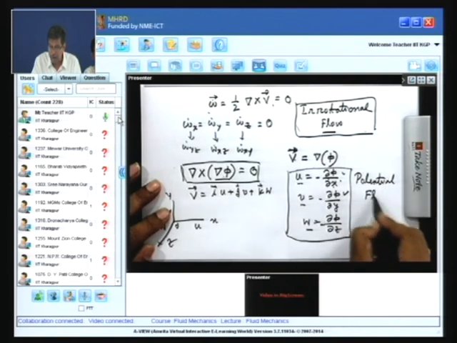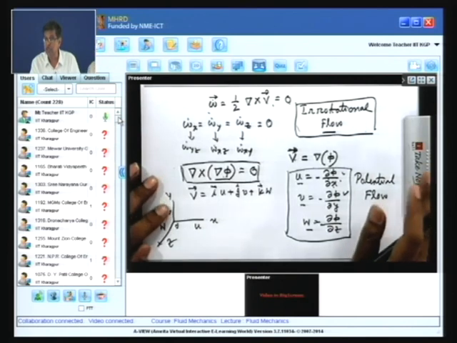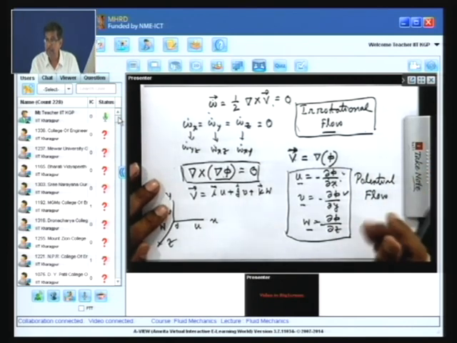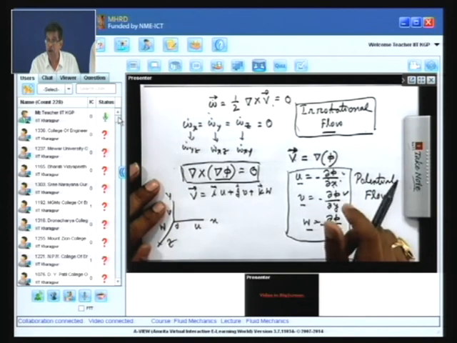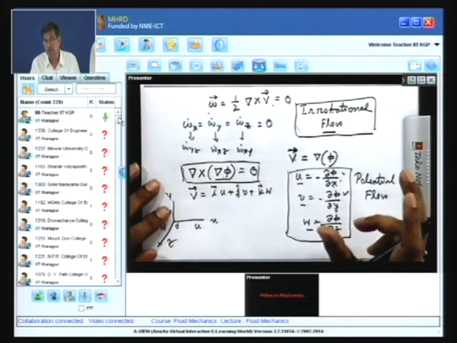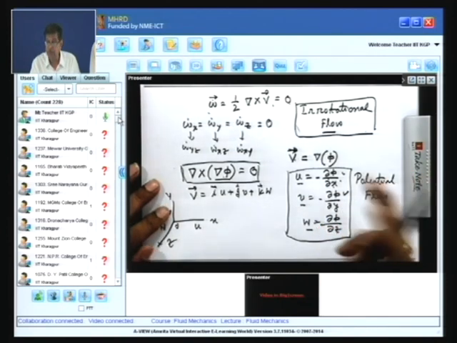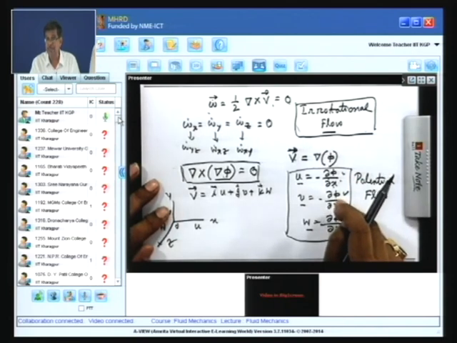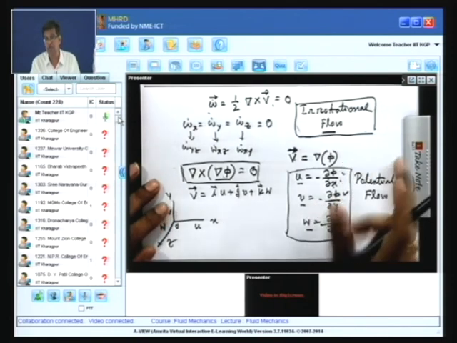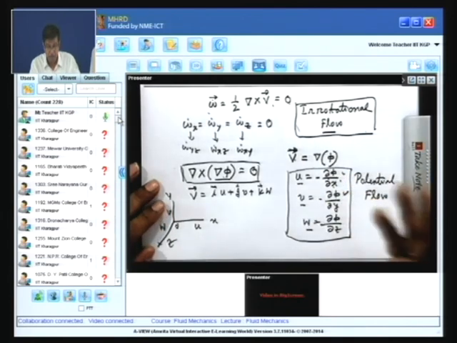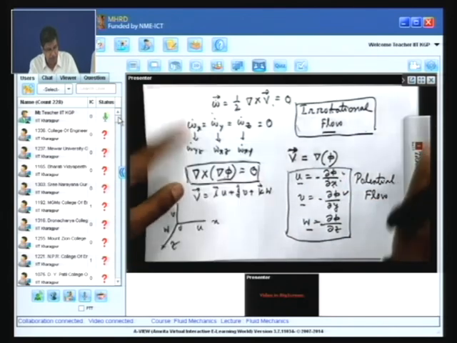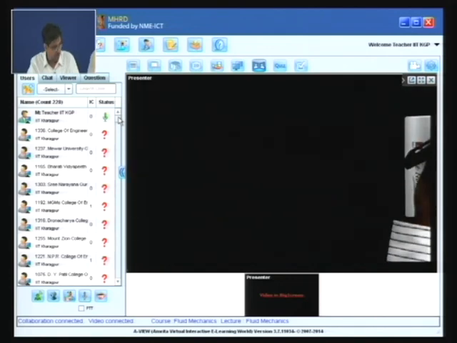I will stop here about this, because this potential flow will be dealt with in more detail by Professor Suman Chakraborty. But you see, this irrotationality is a consequence of fluid kinematics, where all the rotational components are 0. And in that case, velocity can be derived from the gradient of a scalar function, which is known as velocity potential function, and velocity behaves like a conservative field. Thank you. Up to this is the kinematics of flow.